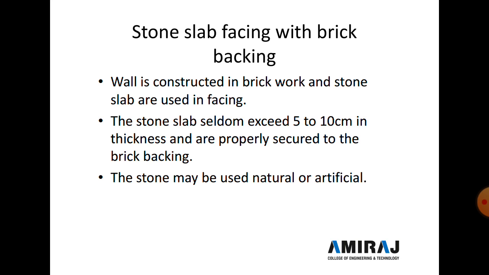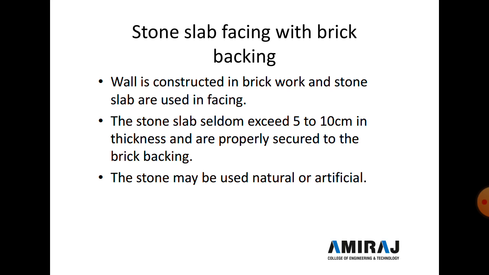So in this type of composite masonry wall, the wall is constructed with brickwork and stone slabs are used in the face work. The stone slabs seldom exceed 5 to 10 centimeters in thickness and are purposely secured to the brick backing. The stone may be natural or artificial stone. As the name indicates, it is stone slab facing with brick backing. So stone is exactly seen on the face side of the wall, and the inner part is constructed with brick.